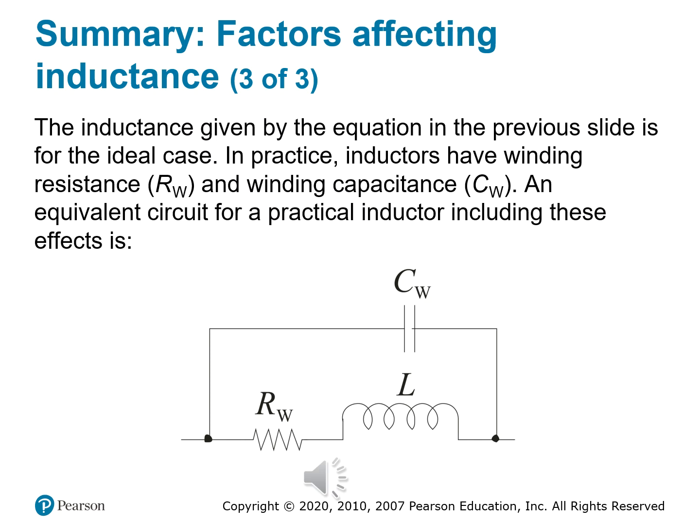And why does this matter? Well, because in real world circuits, R sub W causes power loss and voltage drop. C sub W allows high frequency signals to bypass the inductor, leading to unexpected behavior.